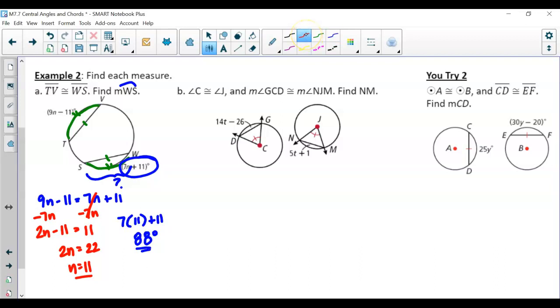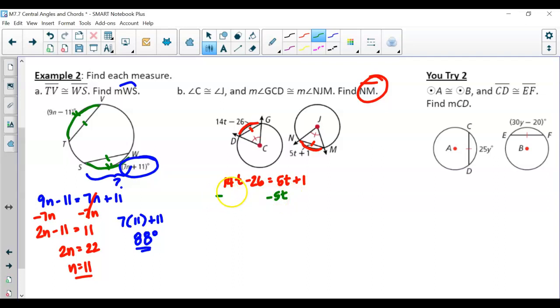So now here, we're given that these two central angles are congruent to each other, which means the arcs are also congruent to each other, which means the chords that are given to us are congruent to each other. So if we are looking for the length of NM, this chord, well, how do we solve? We can set them equal to each other. So 14t minus 26 is equal to 5t plus 1. Then again, make sure to gather your variables, right?